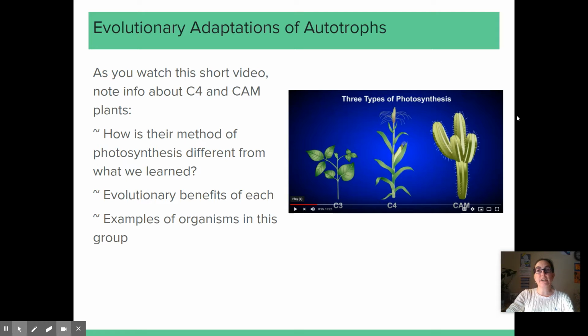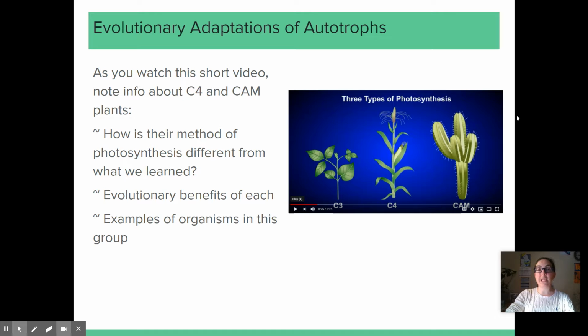As you know, water is one of the reactants that's necessary for photosynthesis. So especially in places that are hot or dry, plants need to come up with some different adaptations to deal with a lower amount of water or the fact that they keep their stomata closed more often to prevent water loss in those dry environments. So we're going to watch this short video.